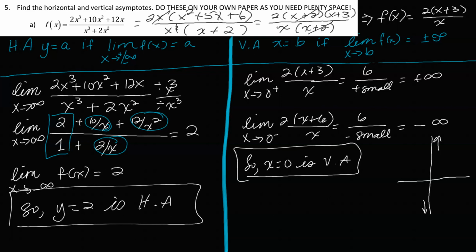Okay, that is by definition what it means to be a vertical asymptote when you have an infinite limit. So this is an infinite limit, and this is a limit at infinity.